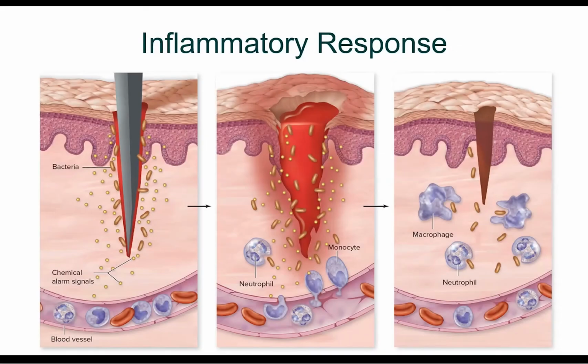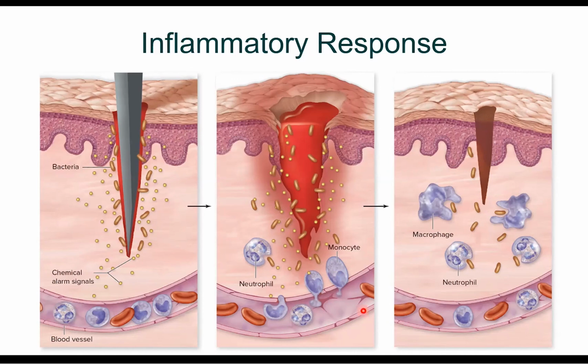Now, the inflammatory response is another response by the innate immune system, and we can use that to illustrate the ability of neutrophils and macrophages to move from the blood into the tissue. So let's say a nail covered in bacteria penetrates the skin. Due to the tissue damage, chemicals are released at the site of the infection. These chemicals, what they do is they attract neutrophils and monocytes to the area.